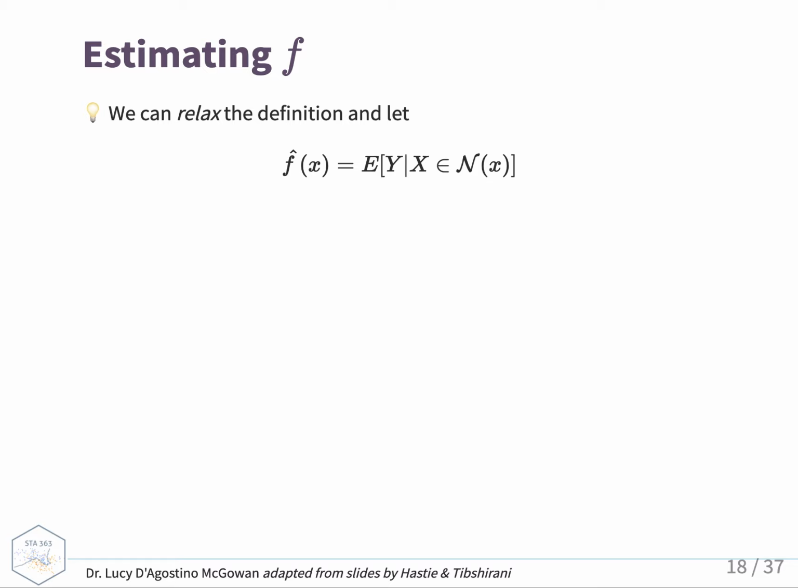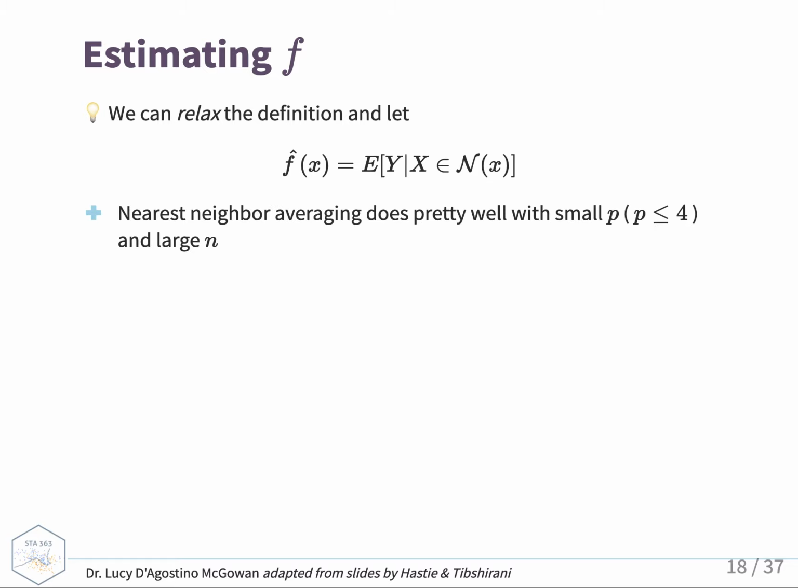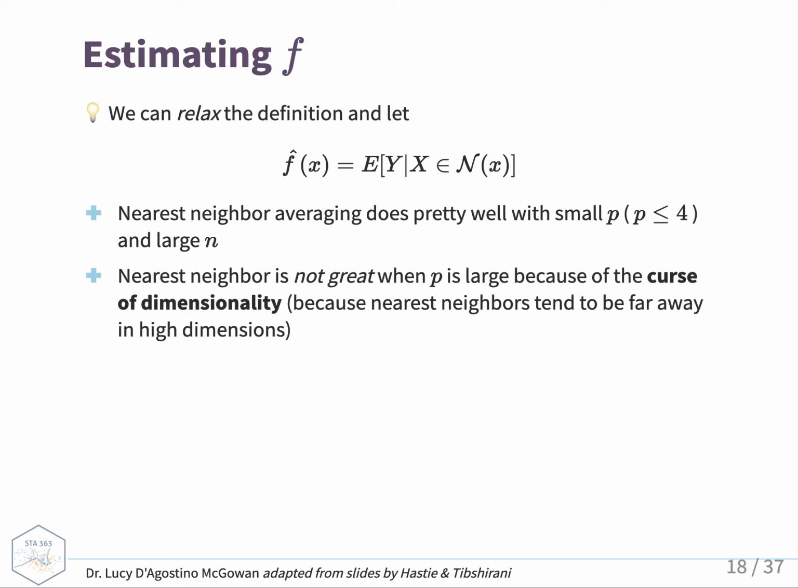Okay, so we can relax this definition and let our f hat be the expectation of y given x is in some neighborhood of x. So nearest neighbor averaging does pretty well with small p, p being the number of predictors, so p less than or equal to 4, and large n, n being the number of observations, when you have a lot of observations. Nearest neighbor is not great when p is large, and this is because of something known as the curse of dimensionality, because nearest neighbors tend to be far away in high dimensions.